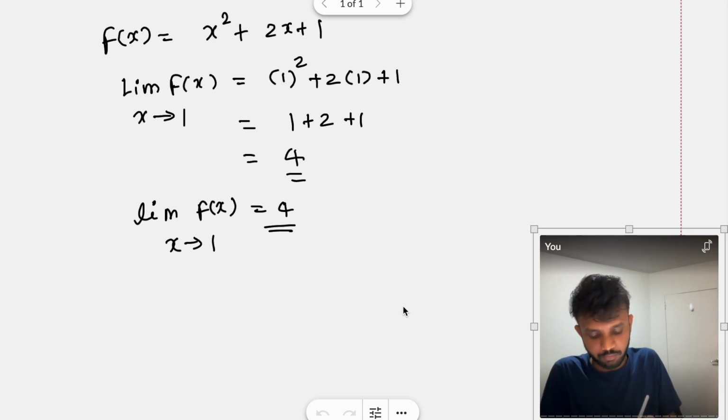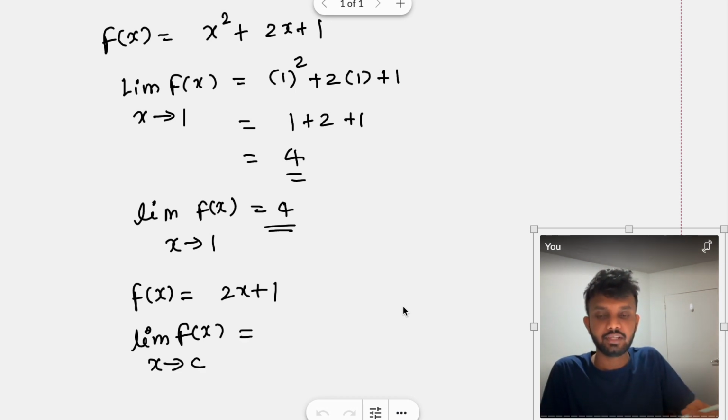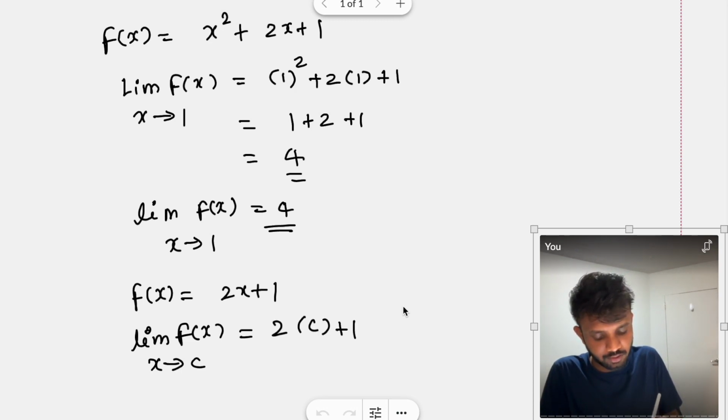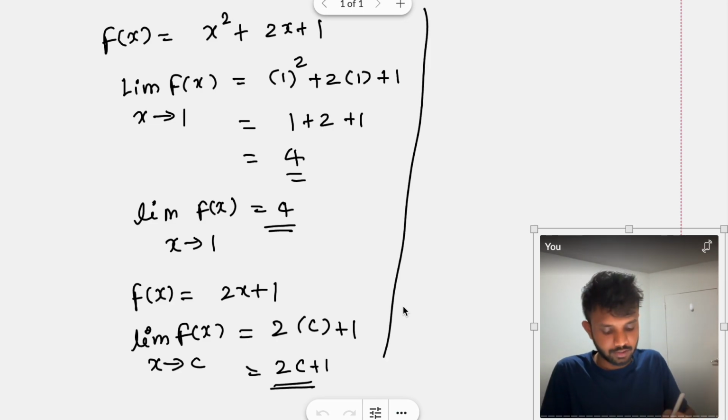Now we'll solve more problems. Suppose f(x) is equal to 2x plus 1 and I want to find the limit of f(x) where x tends to c. I just have to put the value of c in place of x. So this will be 2 into c plus 1, so the answer will be 2c plus 1.